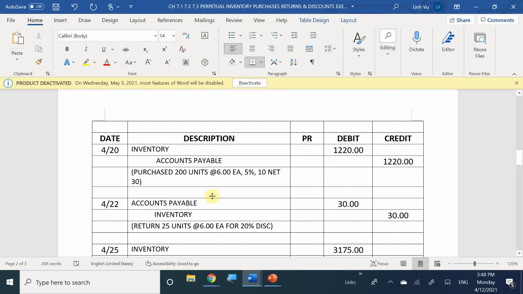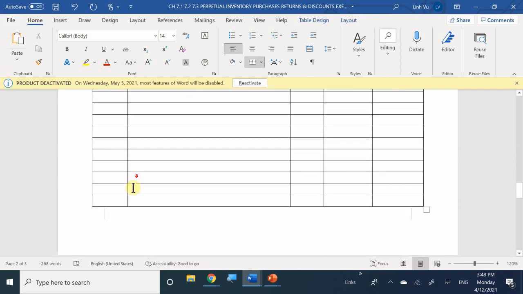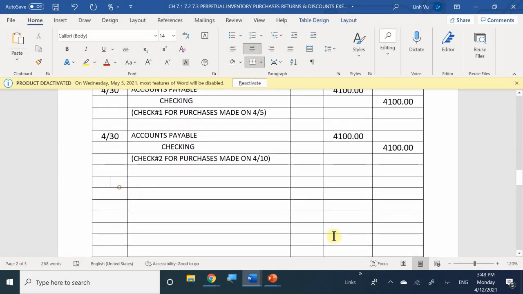Now that's how much I'm going to pay, right? So how am I going to journalize this time? Accounts payable. We've got to do accounts payable, good. And then checking. And then what else? We're going to debit the 1131.50 for accounts payable and credit the 1131.50 for the checking.